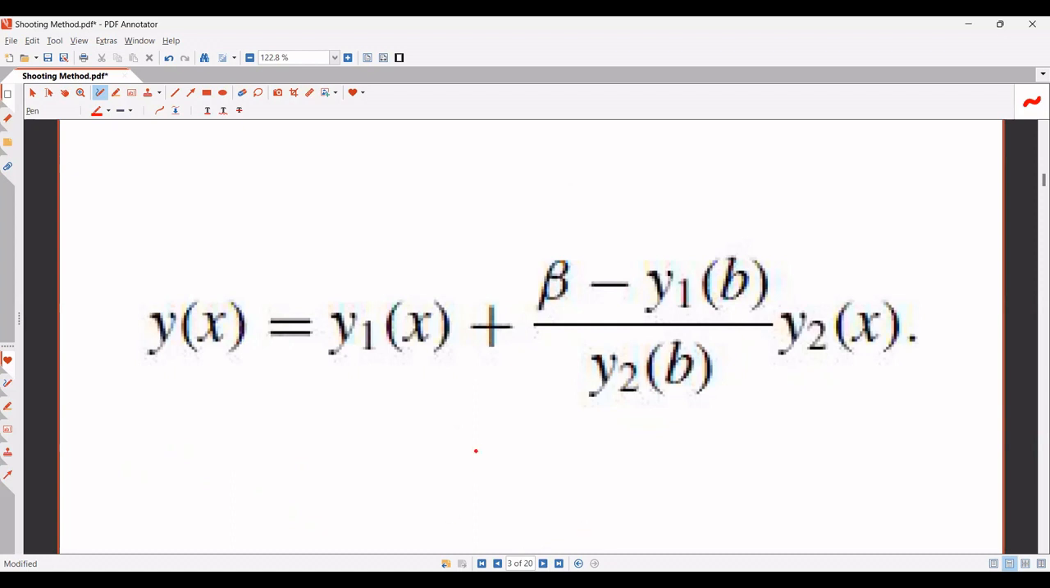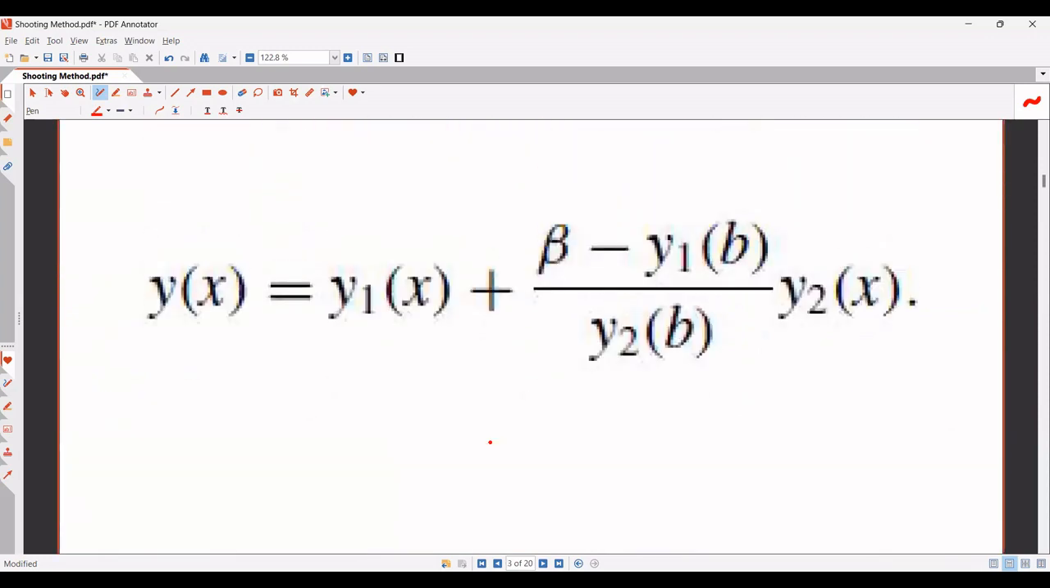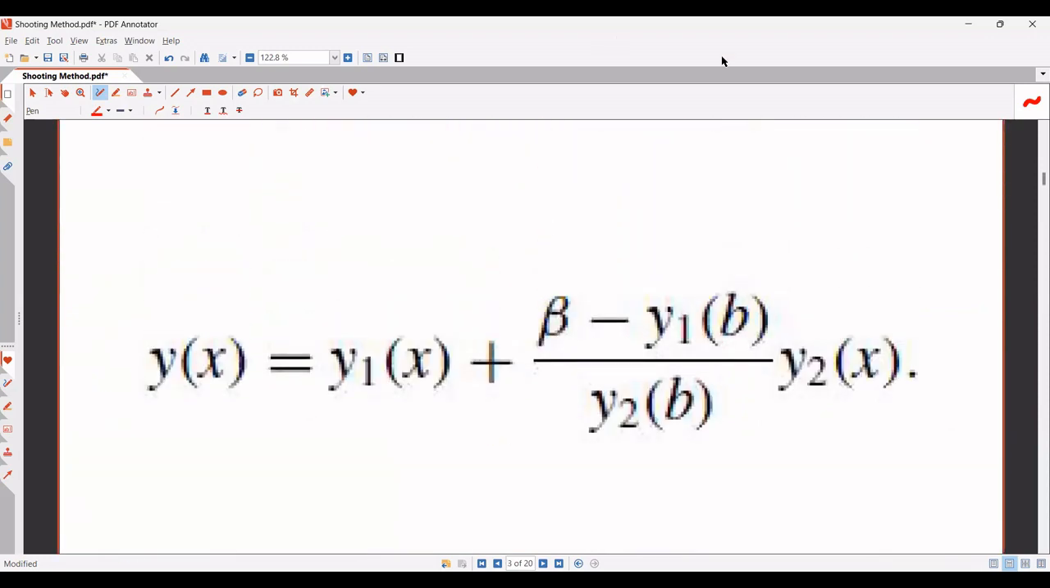Now, why does this work? Let me explain. Basically, please let me share the whiteboard.